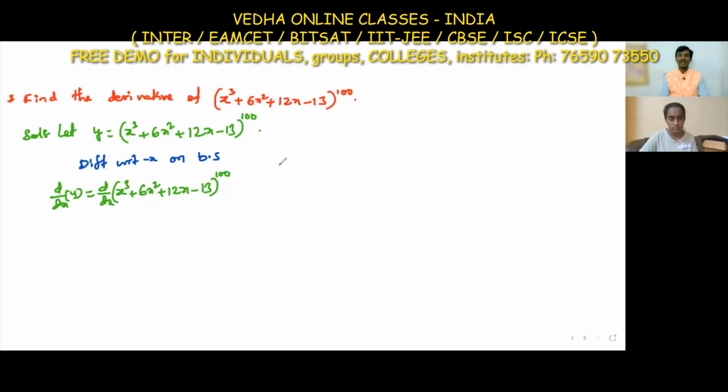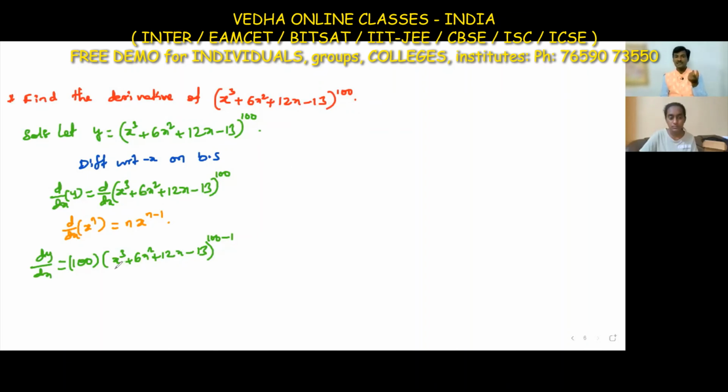I am applying the x power n formula here. This full term is x whole to the power n. So what is d by dx of x power n? The formula I am applying is n into x to the power n minus 1. If we apply the formula, then on the left side we have dy by dx as it is. Then 100 into (x cube plus 6x square plus 12x minus 13) whole to the power 100 minus 1, n into x power n minus 1. We applied the formula.